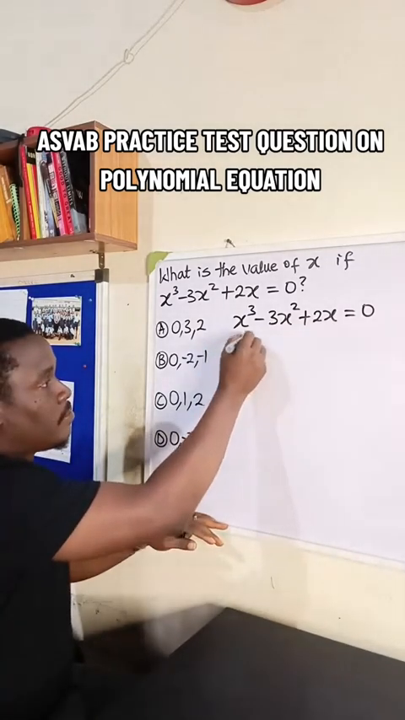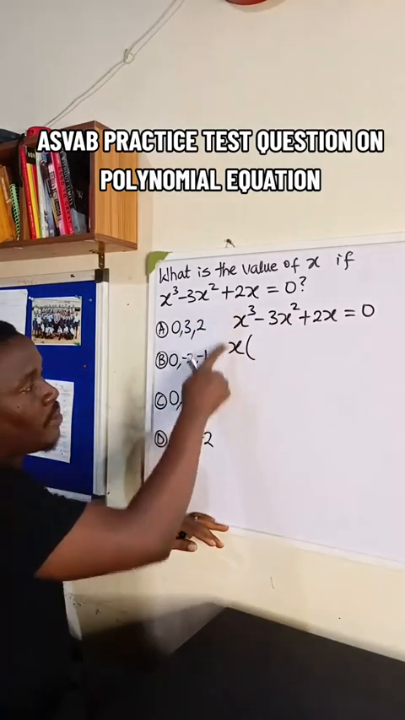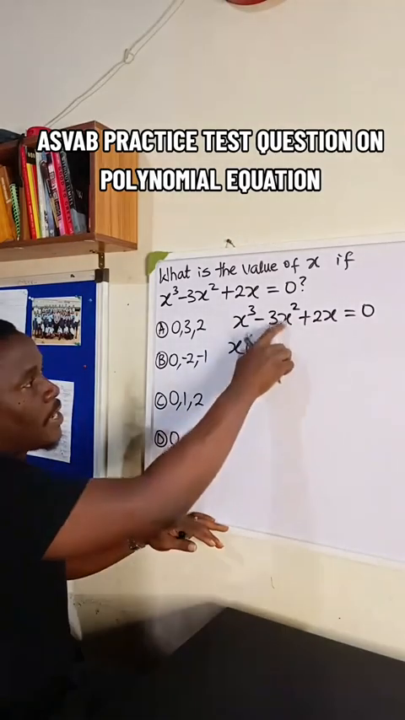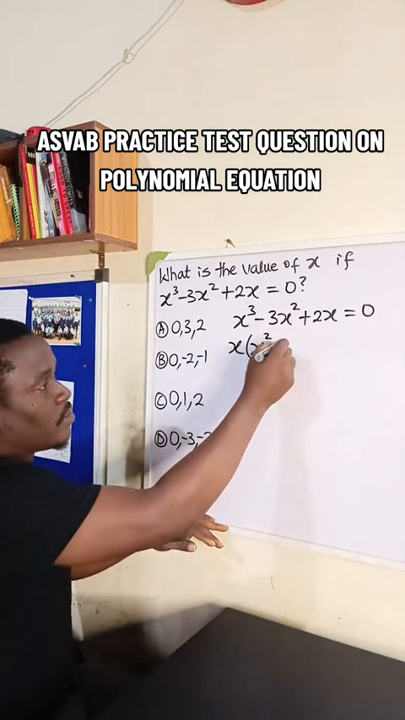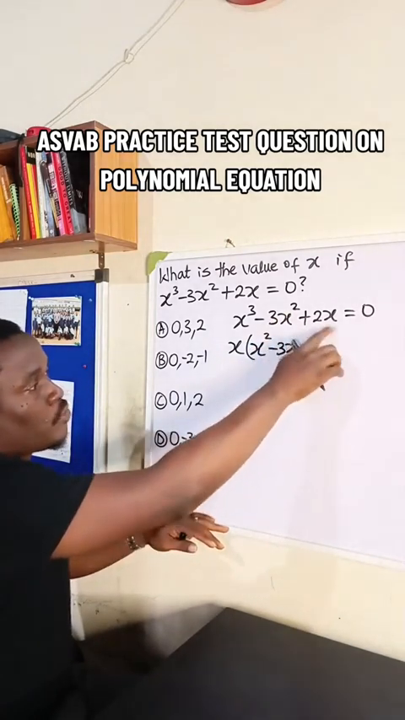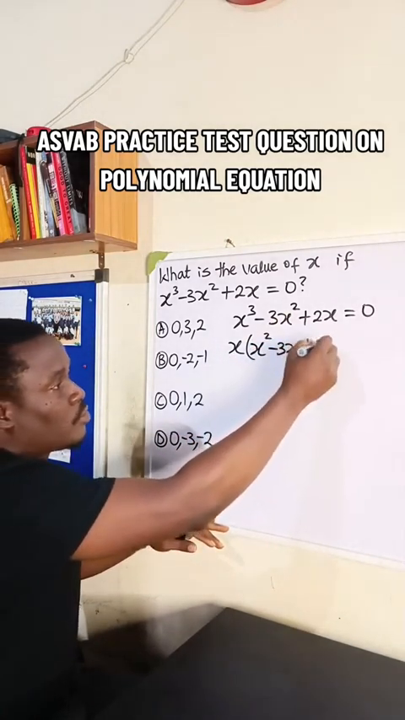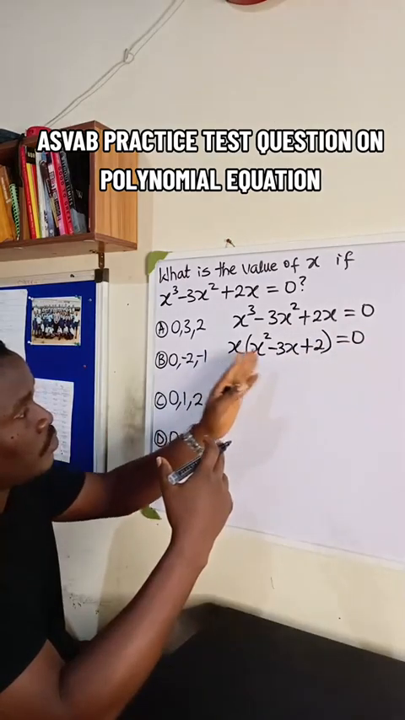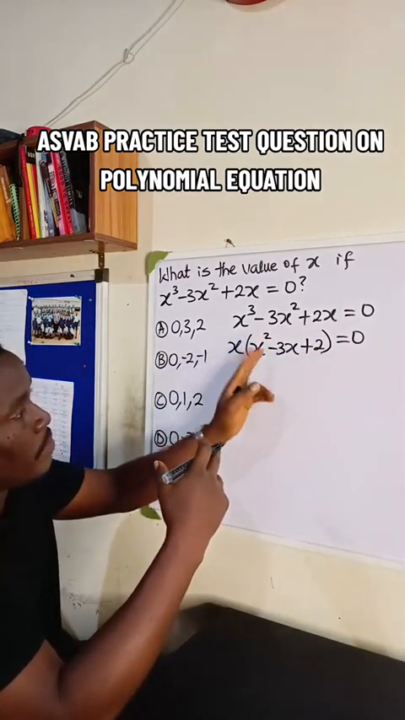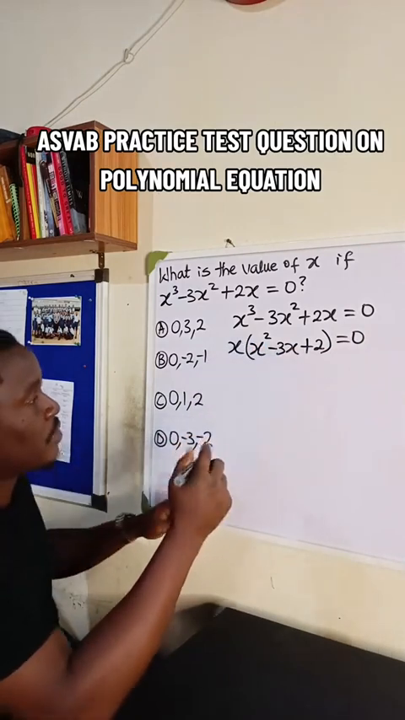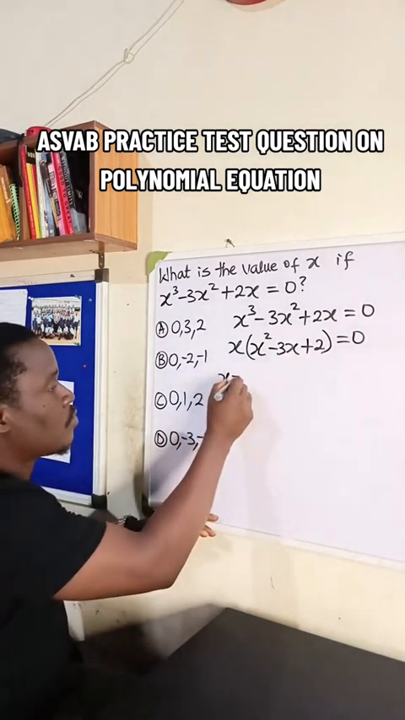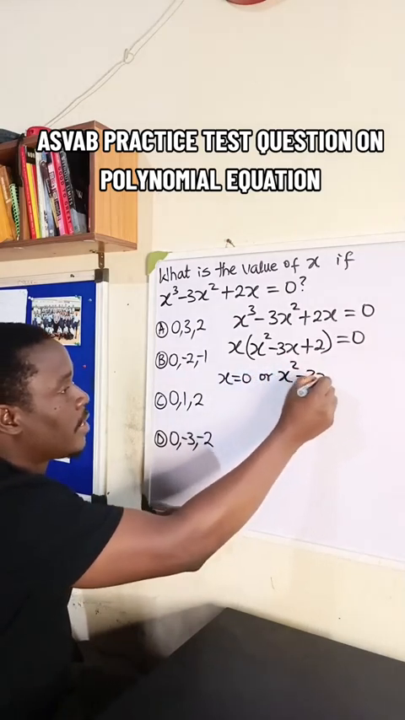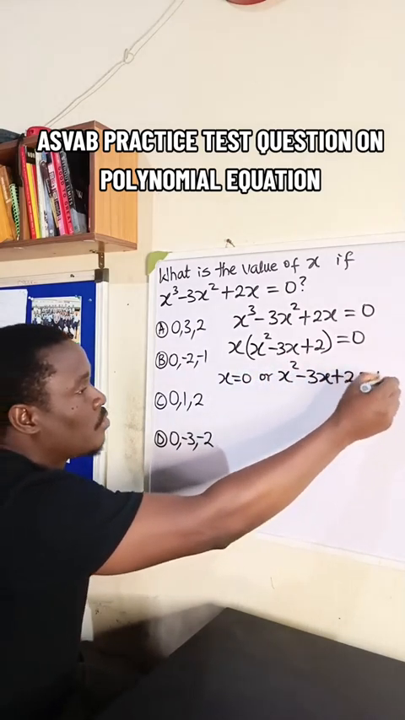We have x parentheses x to the third power divided by x is going to give us x squared. Minus 3x squared divided by x is going to give us minus 3x. Plus 2x divided by x is going to give us plus 2 is equal to 0. At this point, we can simply equate x to 0 and x squared minus 3x plus 2 to be equal to 0. So x is equal to 0, or x squared minus 3x plus 2 is equal to 0.